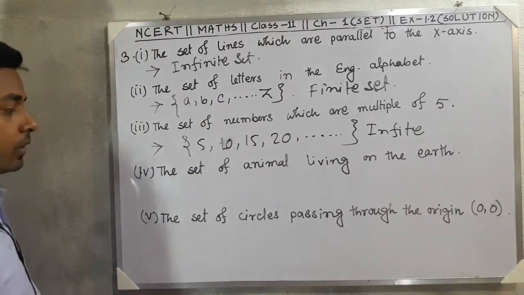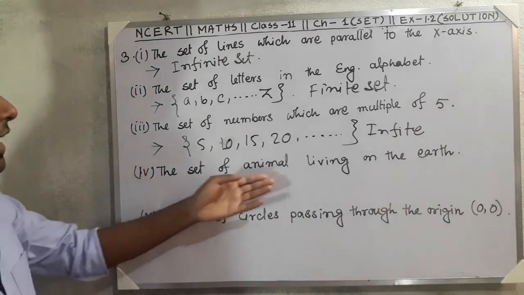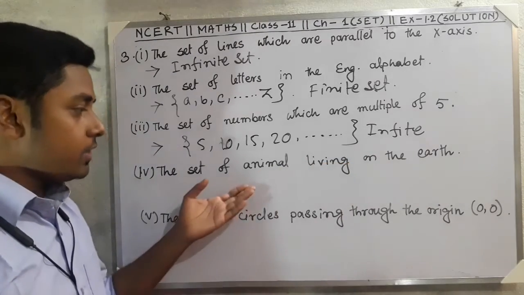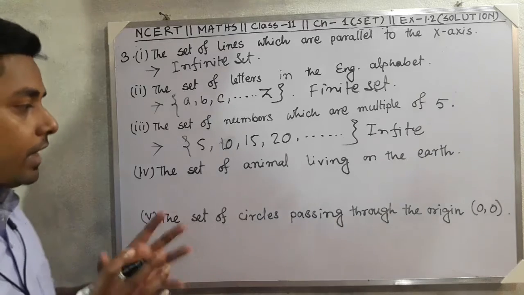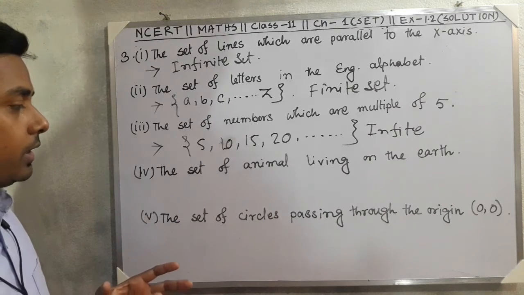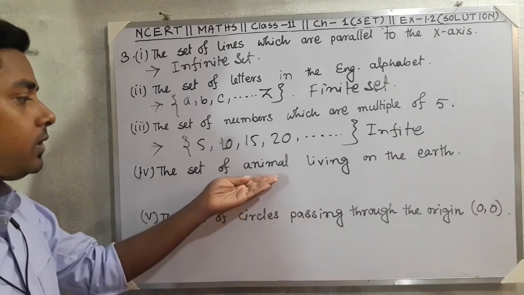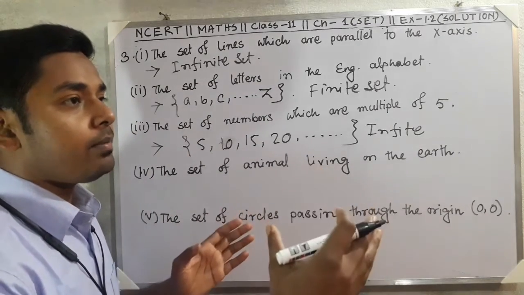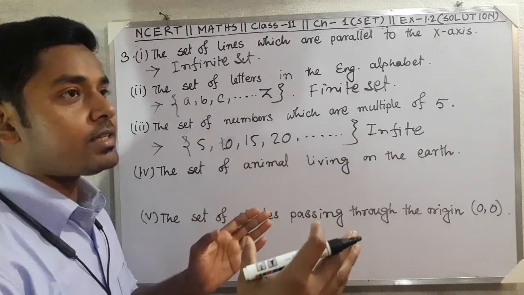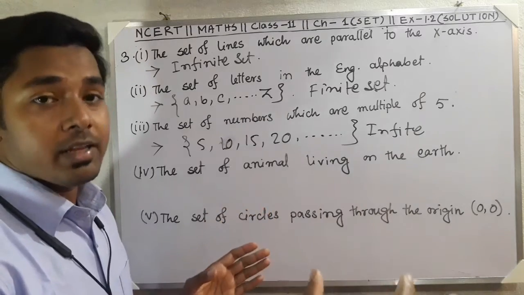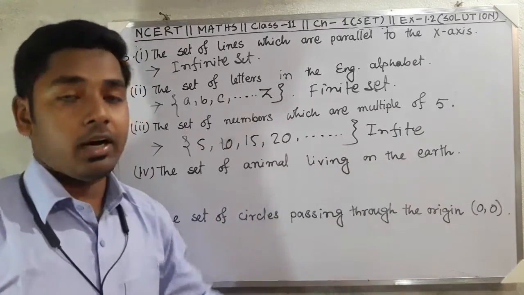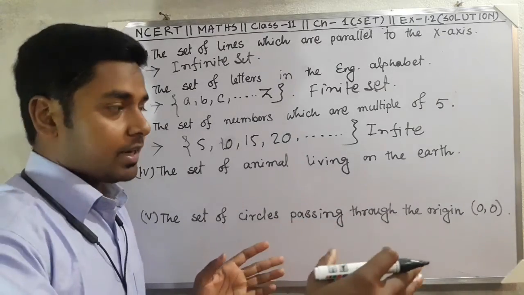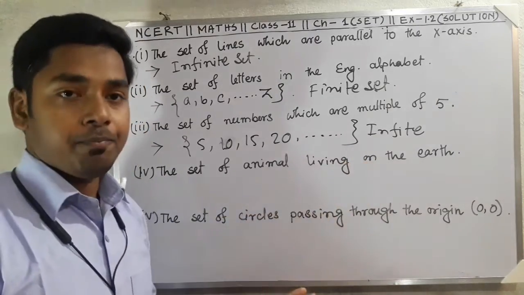Okay. Question number 4. The set of animals living on the earth. We can imagine that set of animals. That means we have to make a set of the names of the animals that are living on the earth. We have to make a set of animal names that are on the earth.